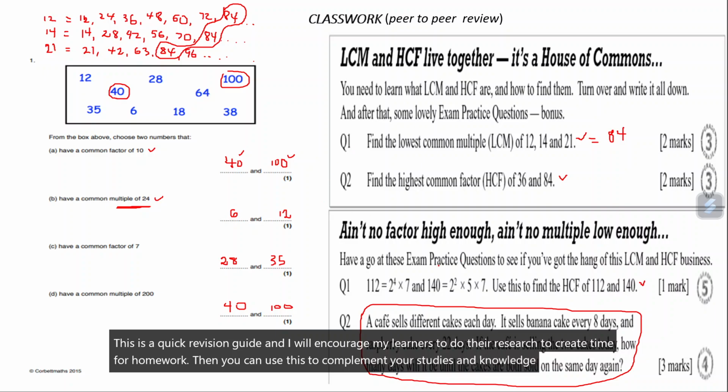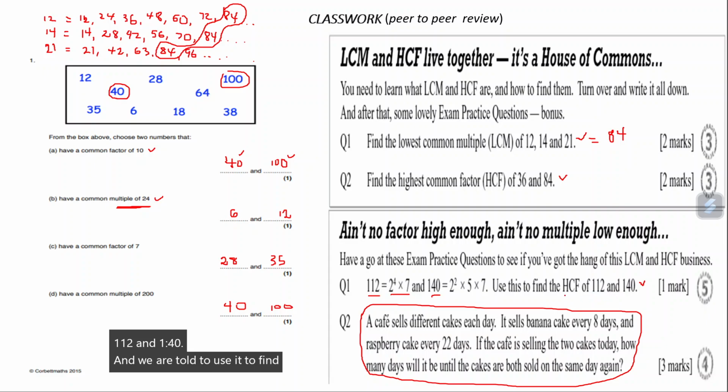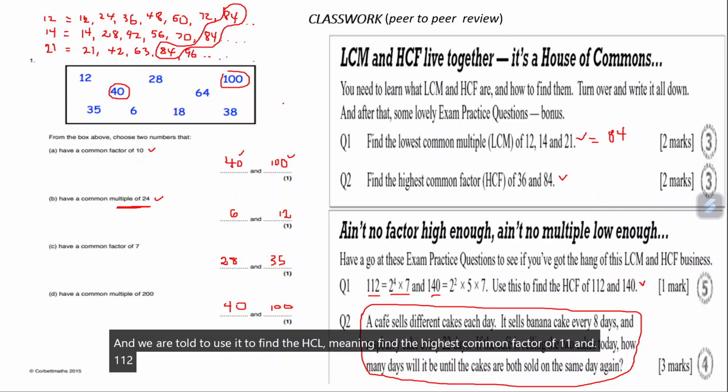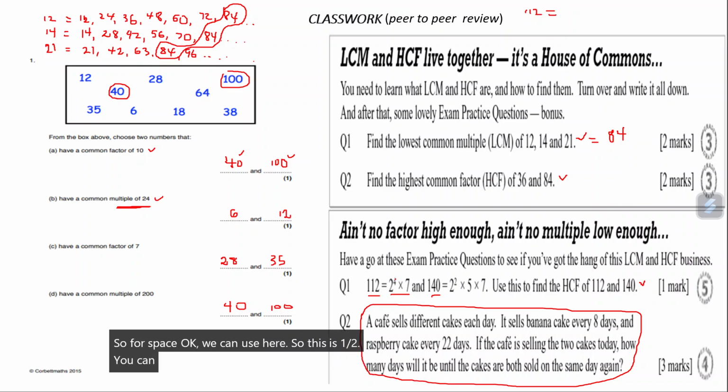Then the next question we need to look at is this. We are given the prime factors of 112 and 140, and we are told to use them to find the HCF, meaning find the highest common factor of 112 and 140. So this is 112. You can see it has been done already. So this is 2 raised to power 4 times 7.